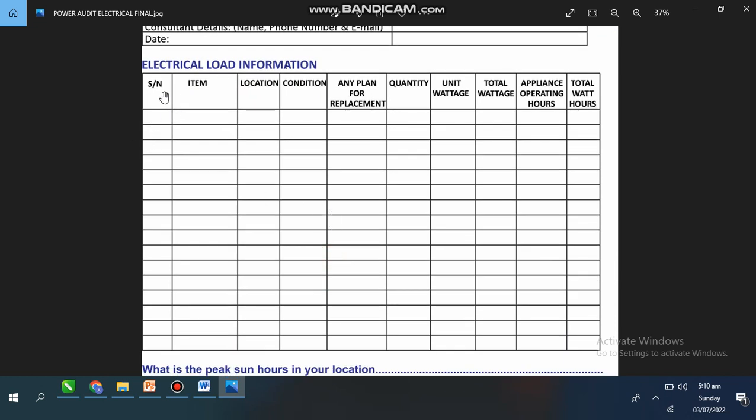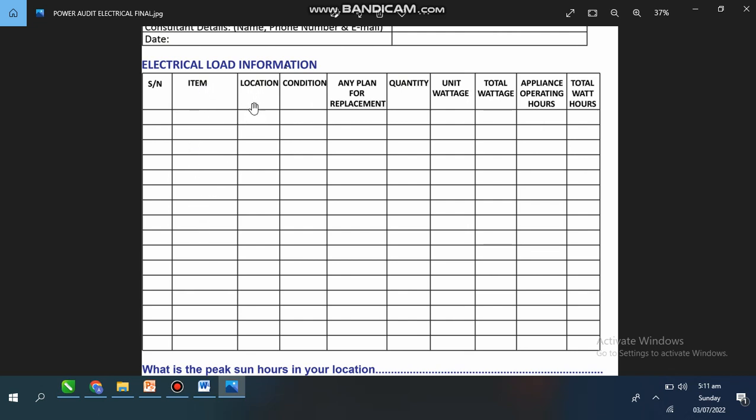Then the first thing you are having here is the serial number. One, you number it serially, 1, 2, 3, 4, depending on how many electrical appliances you have on the facility. The next thing you are having here is the item. Which electrical load are you considering? We are not talking about your bed or your kitchen utensils. That is not what we are talking about. We narrow it down to electrical. We said this before. So item is it television, AC, laptop, and the rest. You list them here.